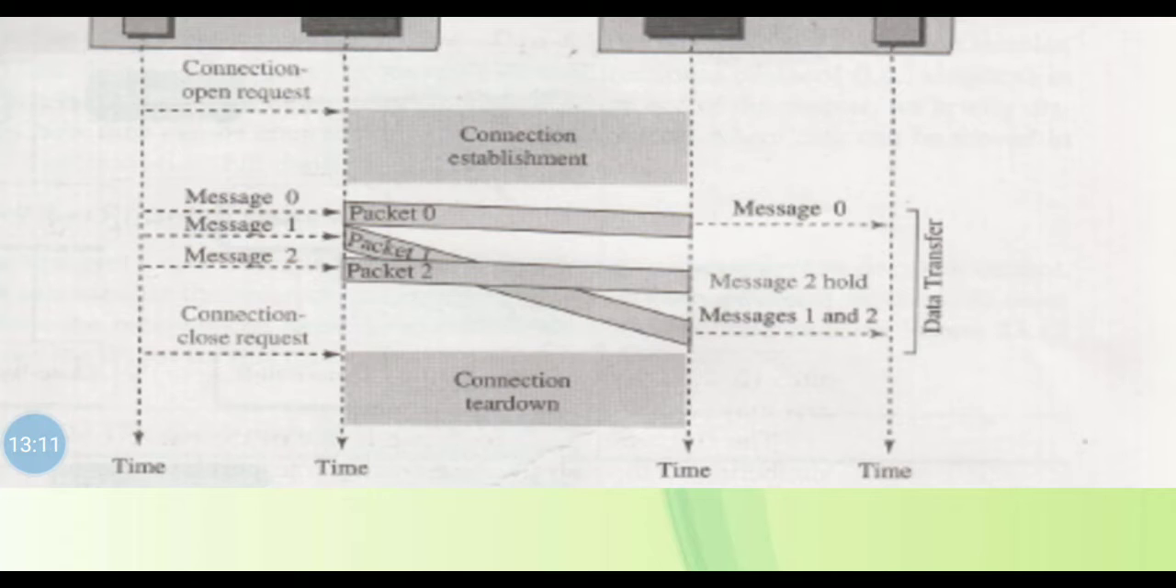Flow control, error control and congestion control in a connection oriented service can be implemented. Okay, next we'll see about finite state machine.